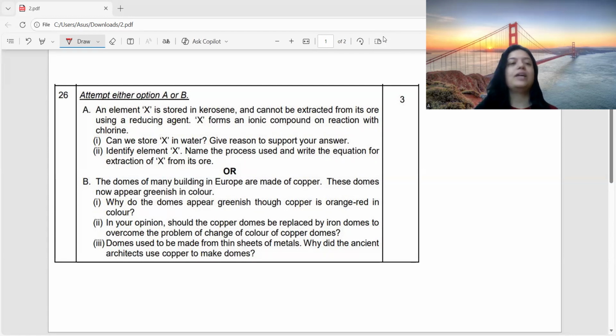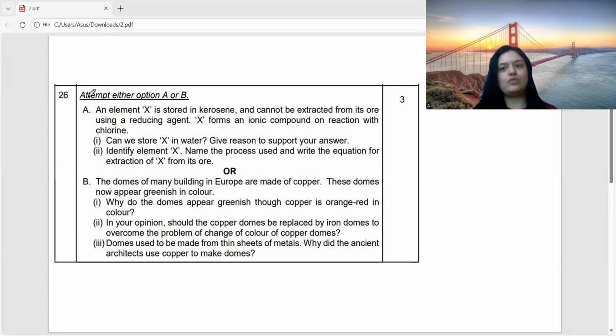Let's get started. We will be discussing today question number 26 and 27 from the chemistry part. Both the questions are of 3 marks, okay? And here for 26, we have the option also. We'll be discussing both for your understanding.